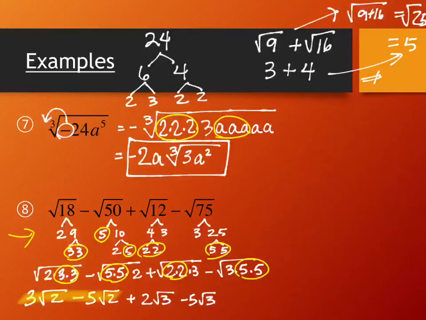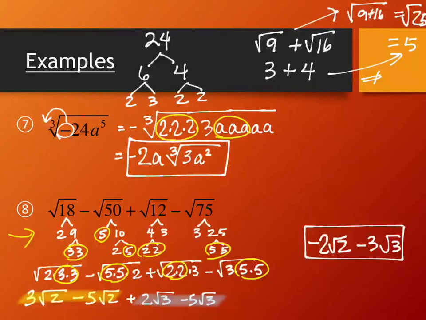So these two are like terms because they're both square root 2's. So I have 3 square roots of 2 minus 5 square roots of 2. What's 3 minus 5? Negative 2. So I have negative 2 square roots of 2. And then on the other one, I have square root 3's, right? I have 2 square roots of 3 minus 5 square roots of 3, which would give me negative 3 square roots of 3.